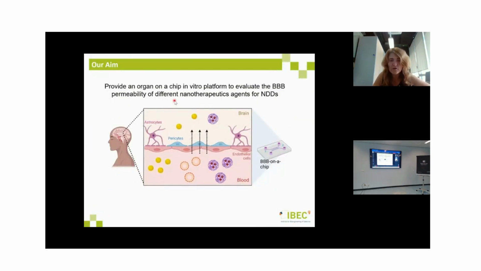Okay, so I'm going to present the technology that we are developing in our laboratory at the Institute for Bioengineering of Catalonia in Spain, in Barcelona concretely. And we are working on providing an organ-on-a-chip for mimicking the blood-brain barrier, for analyzing the permeability of different nanotherapeutic agents for neurodegenerative diseases.